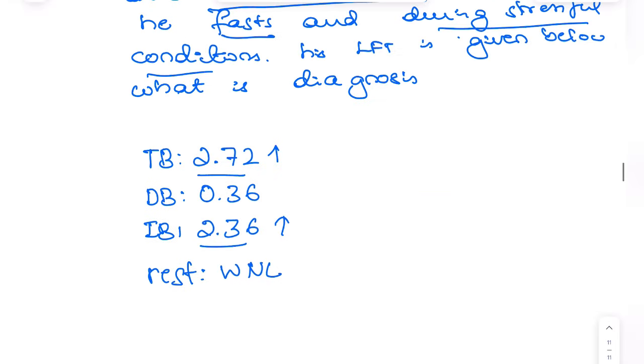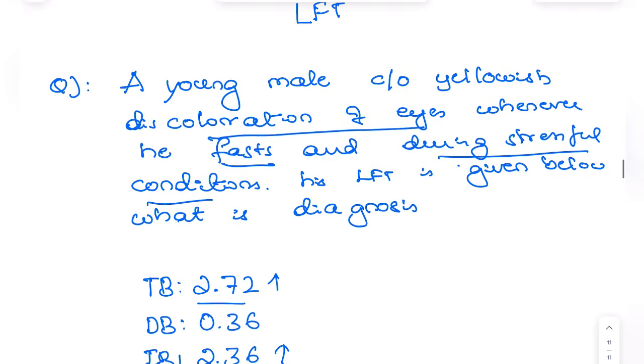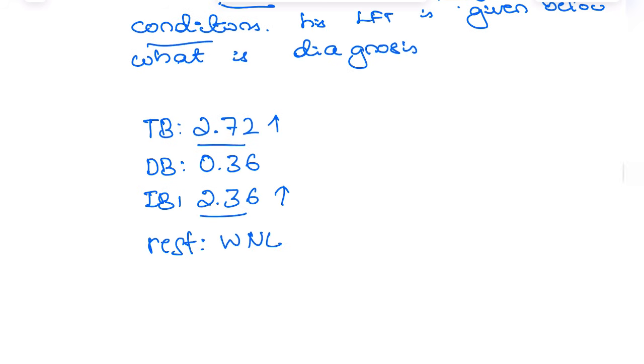So the first question. A young male complains of yellowish discoloration of eyes whenever he fasts and during stressful conditions. His LFT is given. Total bilirubin is 2.72 and indirect bilirubin is 2.73. Here the rest of the parameters are normal. That means we are dealing with isolated hyperbilirubinemia.